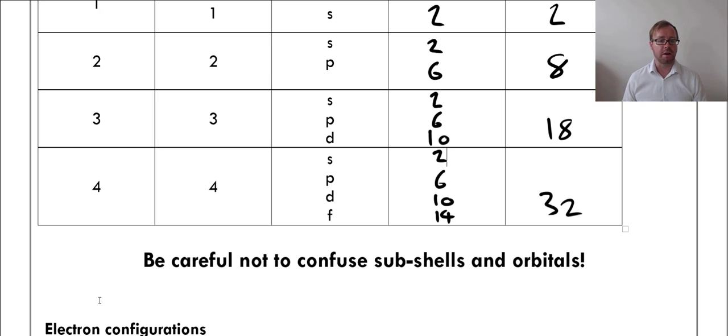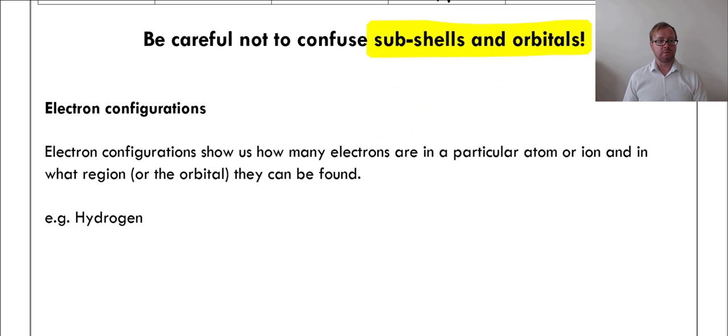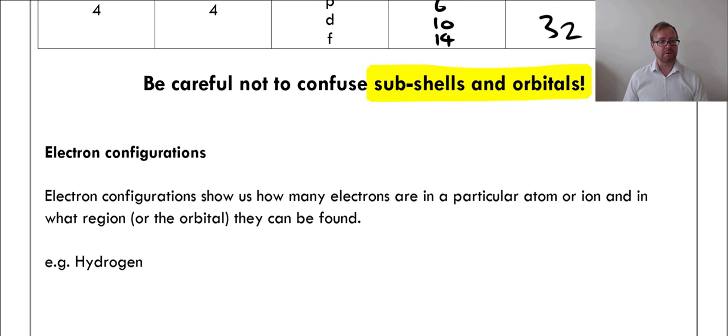Okay, right. And as it says down here, be careful not to confuse subshells and orbitals. This is important, okay? Right, so we should have built up a picture now of how we start to fill out our electrons for each atom. So we'll move on. So electron configurations.